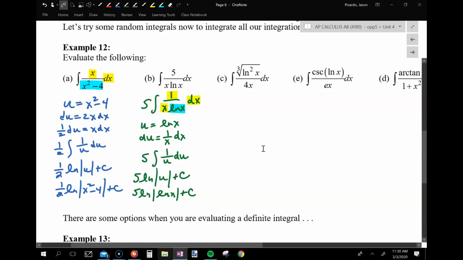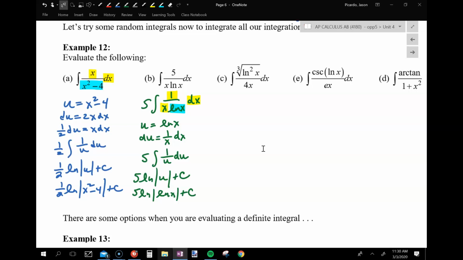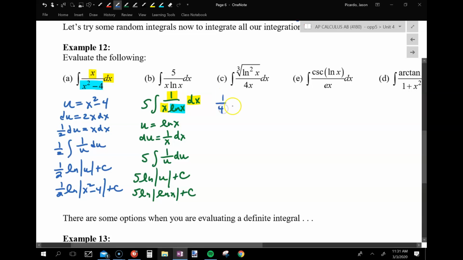What do you want to do here? Let's make it look a little nicer. Give me something I can do right off the bat. Turn the power. Okay, fool around with the power a little bit. Good. What else? How about the 4? Yeah, or I could move the 4 out in front. All right.